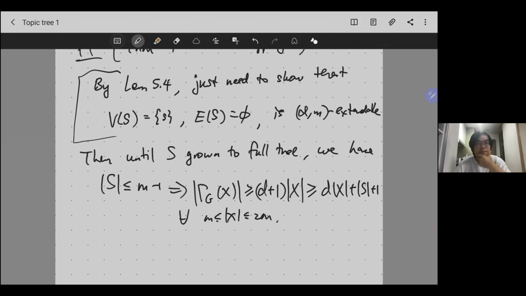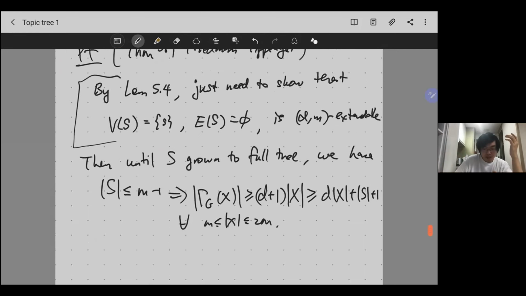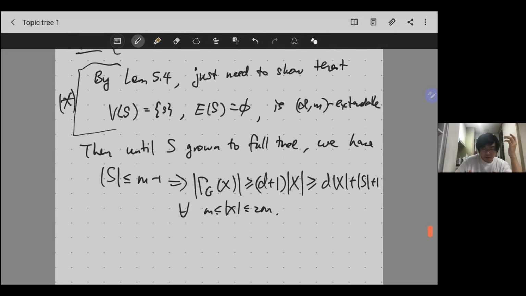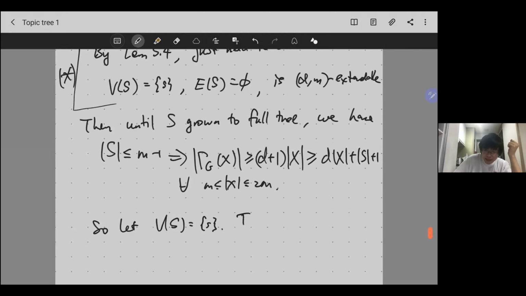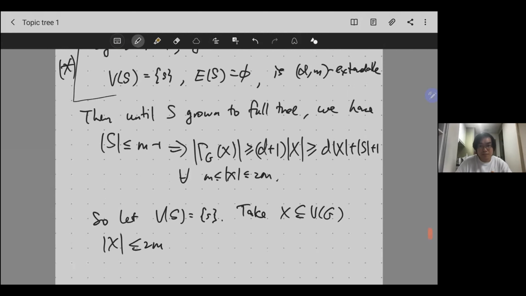Basically, yeah, this is okay. Actually, even though it's basic, I want to give the full proof because later the identical proof gives us the ability to embed larger trees. So let's prove this here. Okay, it's actually very simple. So let V of S be the singleton. Okay, and let's take a set X of size at most 2m and prove that X has non-negative balance with respect to S.